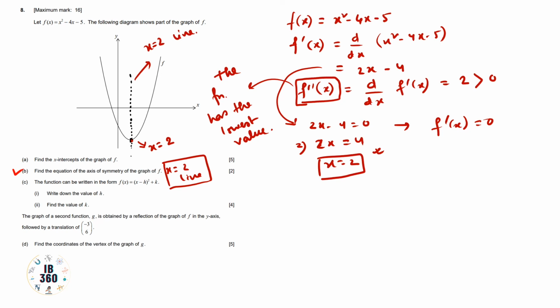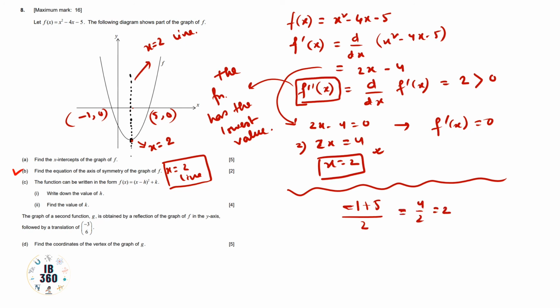And in many cases, if you forget this particular theory, then you can also do it like this: this point is (-1, 0) and this point is (5, 0). So obviously the axis is somewhere at the middle point of these 2 points. So you can directly write (-1 plus 5) divided by 2. So the x value is 4 divided by 2 equals 2. So x equals 2. From here also you can do this particular problem, but this is the right process to do this problem.